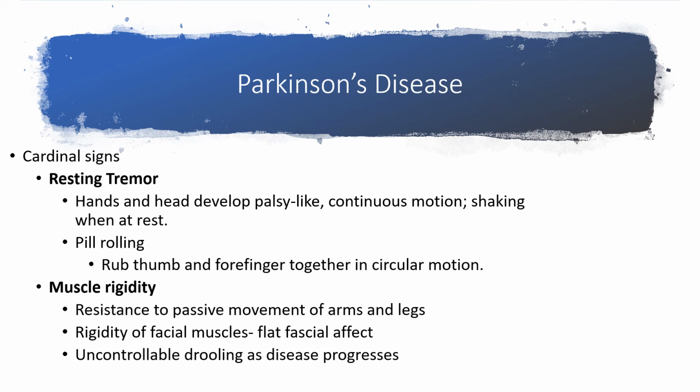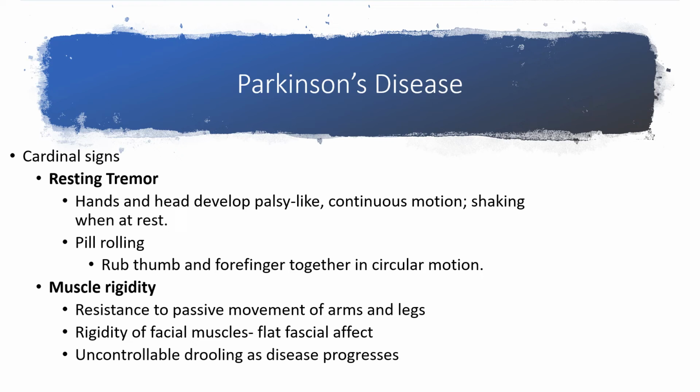Okay, so this just goes through the cardinal symptoms and signs. So a resting tremor. When you see an older person sitting there and their thumb is constantly moving back and forth, like they're pill rolling, between their thumb and their index finger, constantly going back and forth in a circular motion. That's called a pill rolling resting tremor. Okay, and that's classic for Parkinson's.